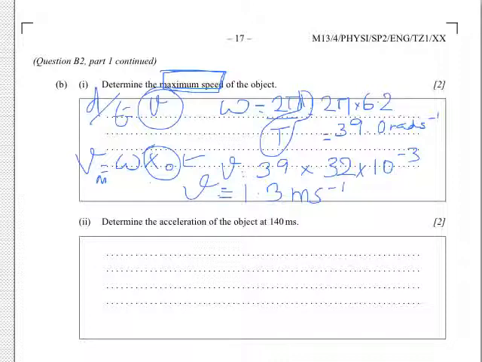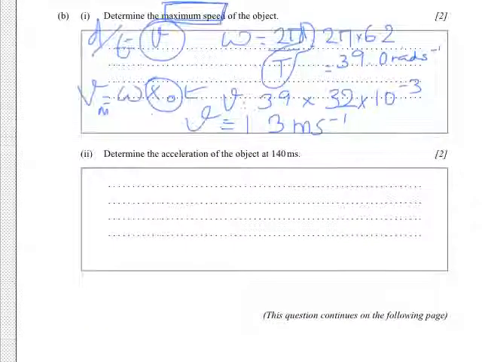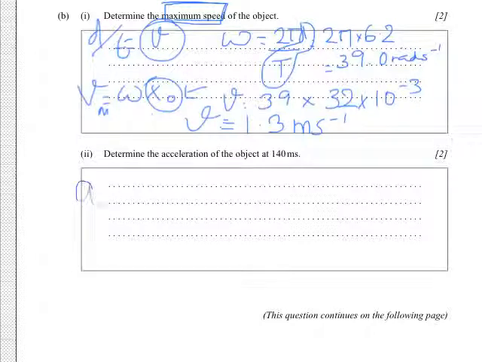In the same way, you can work out acceleration. Acceleration at that particular point, I don't mean max. Okay, just acceleration, equals minus omega squared x. And we know the time.